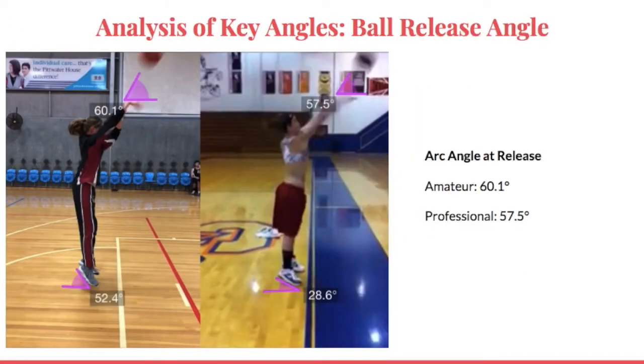The optimal angle for the basketball to hit the net is 45 degrees. In order for this to happen, the hands need to release the ball at a 50-degree angle. In this situation, both the professional 57.5 degrees and the amateur 60.1 degrees release the ball too early. This could cause both shots to gain too much height and fall short of the basket.